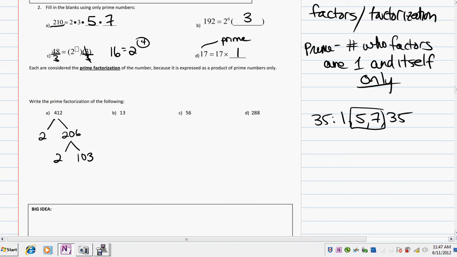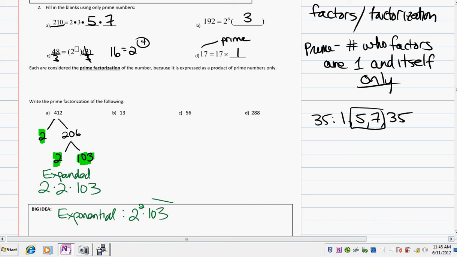So this is the factor tree. Now what do I do with it? I look for the fruit at the bottom, and that becomes my product of primes. So this is 2 times 2 times 103 if you want to write it in expanded form, or if you want to write it in exponential form, it would be 2 squared times 103. So you should know the difference, expanded versus exponential.